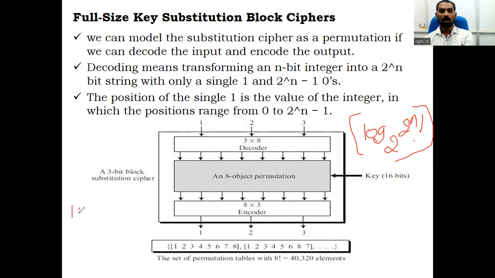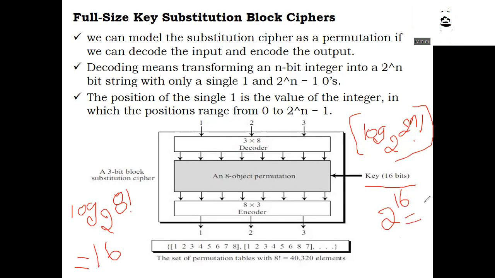So it is log base 2, 8 factorial. The 8 factorial value with respect to log 2 is almost equal to 16. So the number of bits we required is 16 bits. If we take 16 bits, the number of possible different keys is 2 power 16. Again, it will be equal to 2 power 70, right?